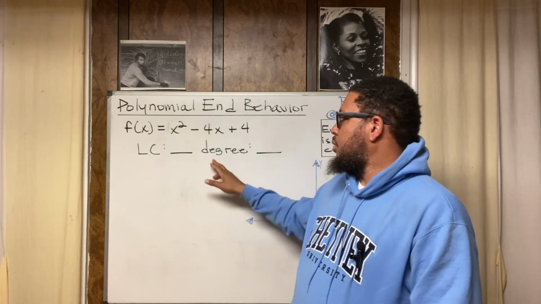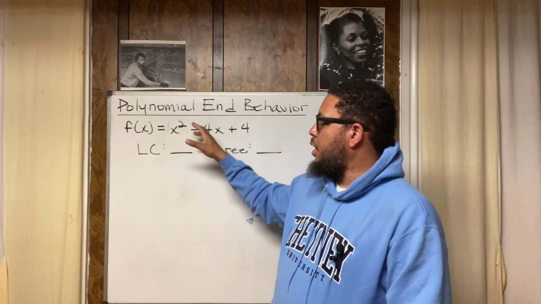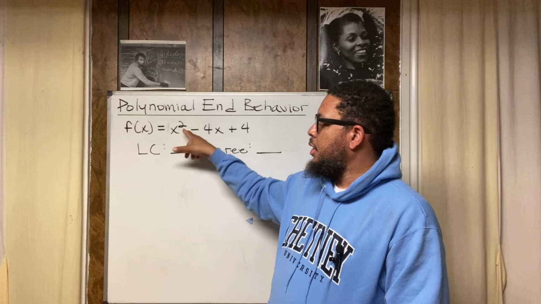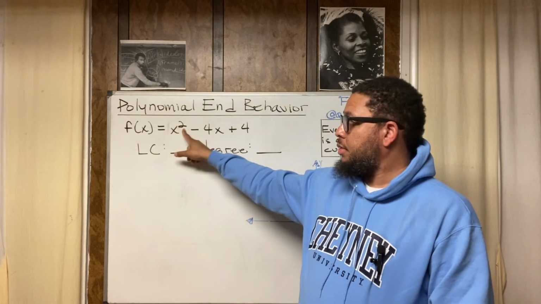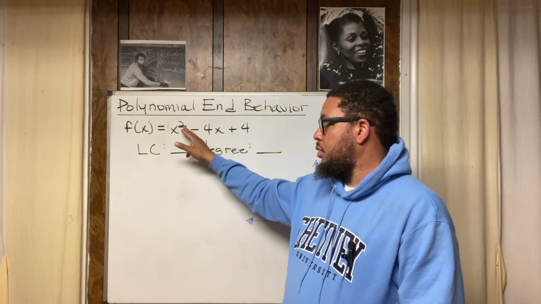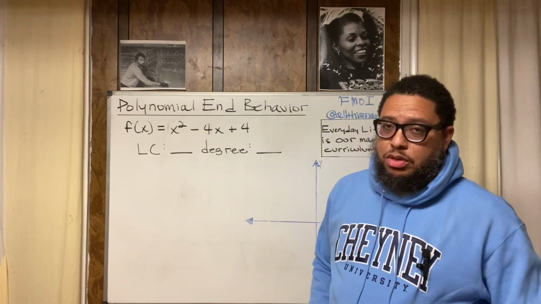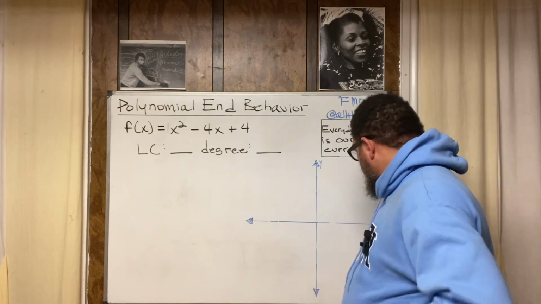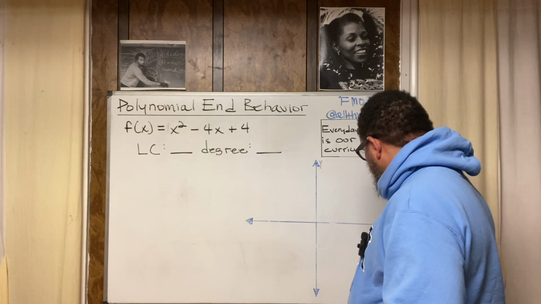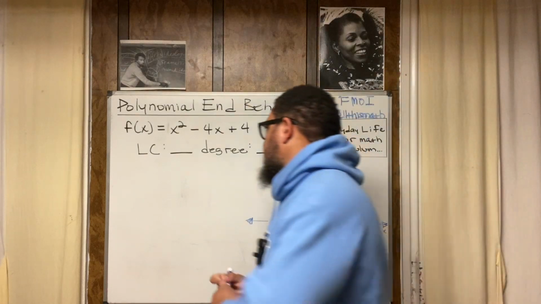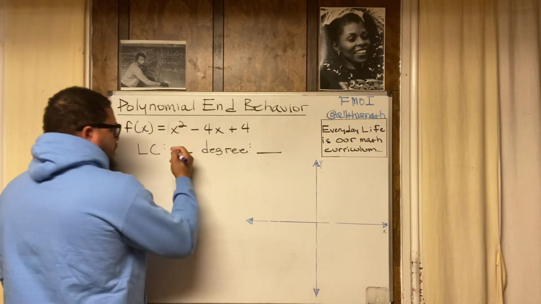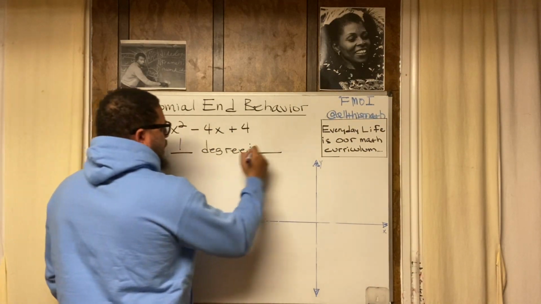Also the degree. What's the degree of this function? The biggest exponent that a variable carries is a 2, right? So the degree is 2. We should write that information down. So my lead coefficient, as I said, is 1, and my degree is 2.